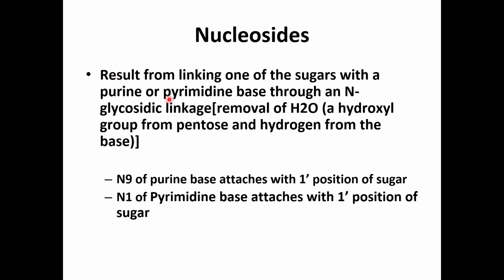The nucleosides, as I already told you, result from linking one of the sugars with a purine or pyrimidine base through an N-glycosidic linkage, which is formed by the removal of water, a hydroxyl group from pentose and the hydrogen from the base. Always remember the 1' position of sugar remains the same for both purine and pyrimidine, but in case of purine, N9 of the purine base attaches with the 1' position of sugar, and N1 of the pyrimidine base attaches with the 1' position of sugar.